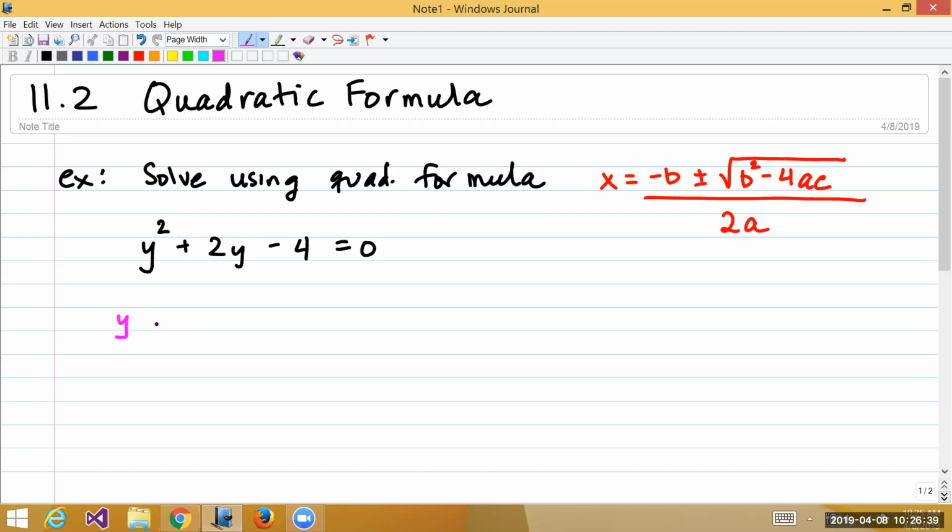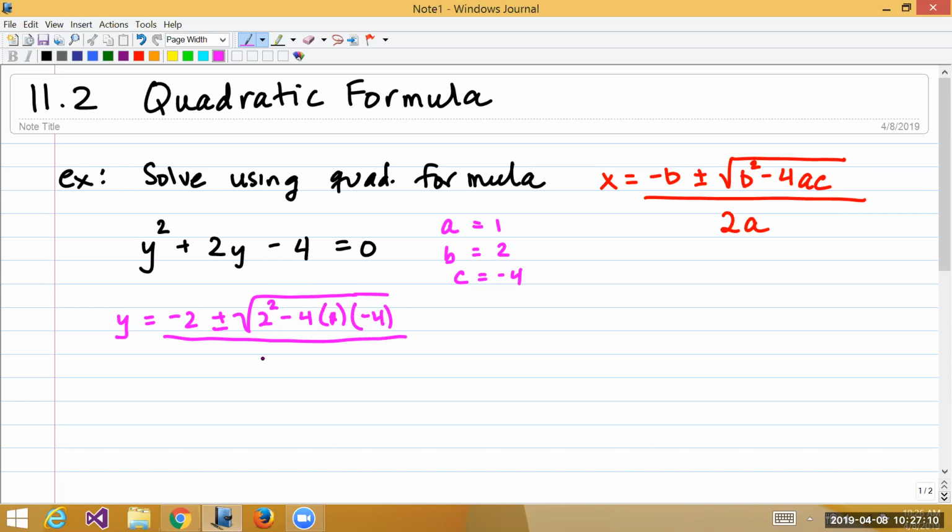So we will have y equals, if we want to identify our pieces here, a is 1 because that's a coefficient there. b is 2 and c is negative 4. So y equals negative b, negative 2, plus or minus the square root of 2 squared minus 4 times 1 times negative 4, all over, so it's the entire expression over 2 times 1. Okay, so let's simplify that.